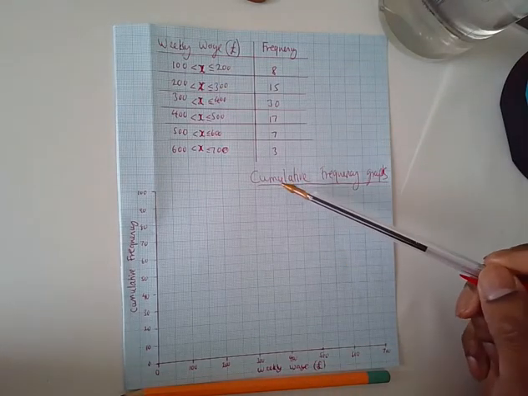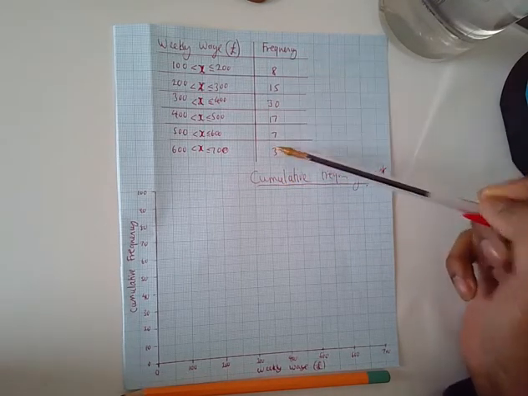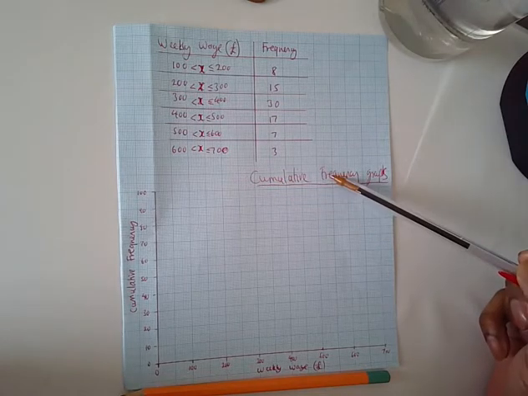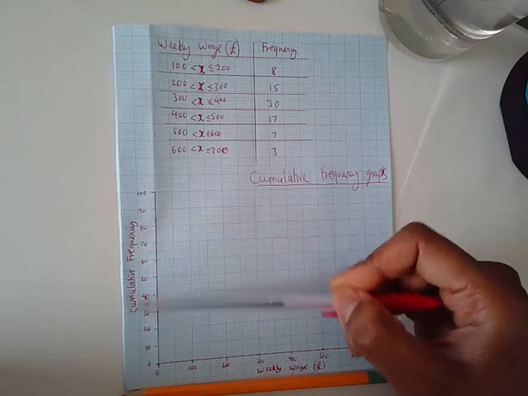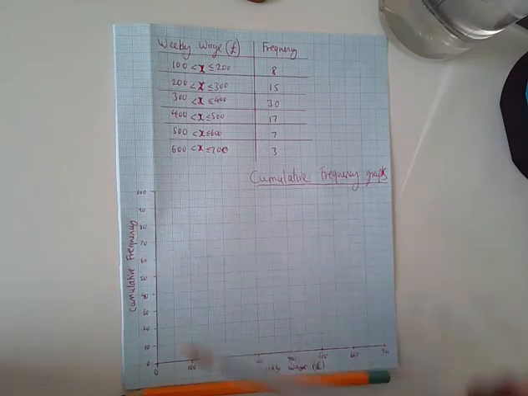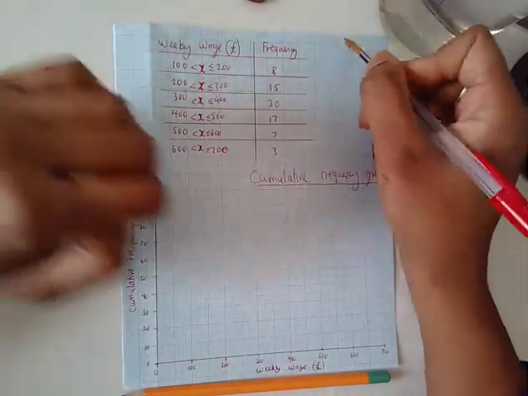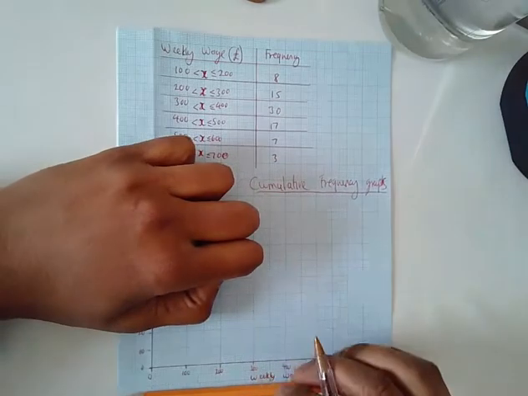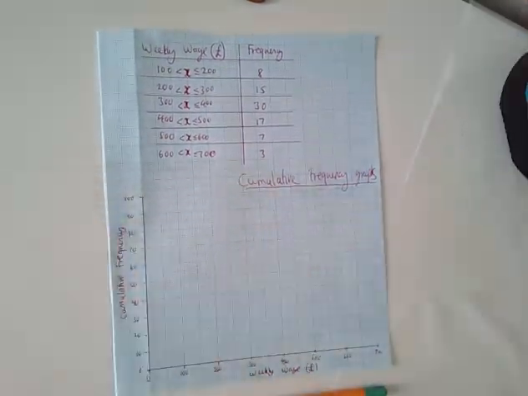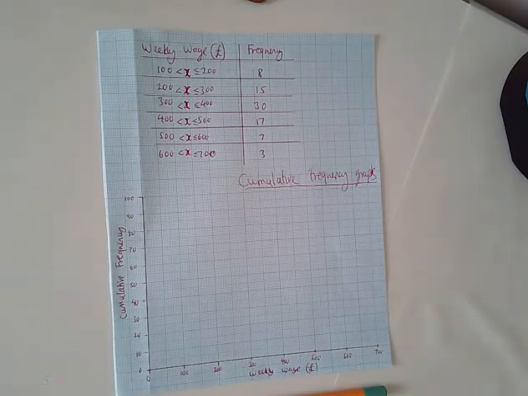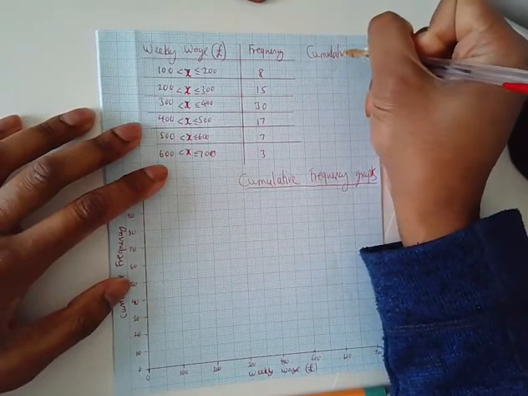What's required now is to draw a cumulative frequency graph. This is frequency, number of people, but this is cumulative frequency. You can see along this axis we've got cumulative frequency. It does not say just frequency. Along here we've got weekly wage. So to start off with, I'm going to draw a separate column here. I'm going to call it cumulative frequency.